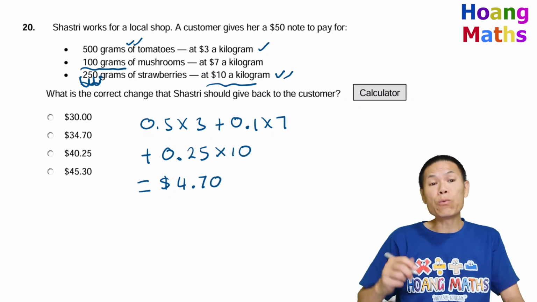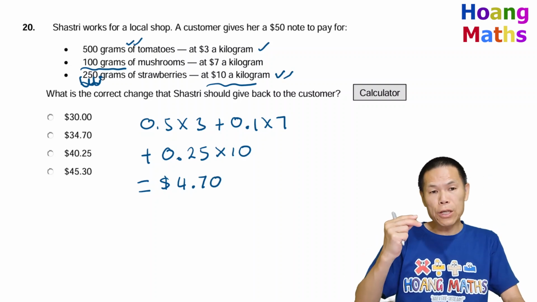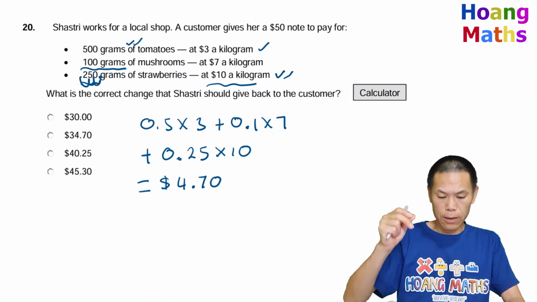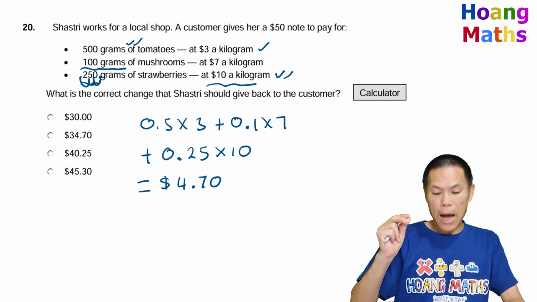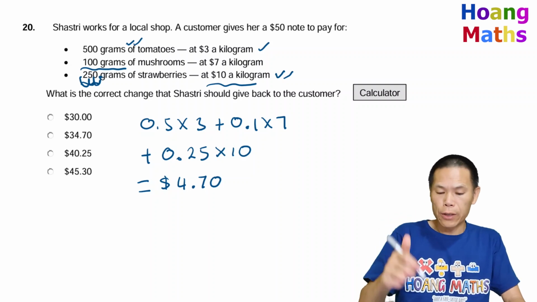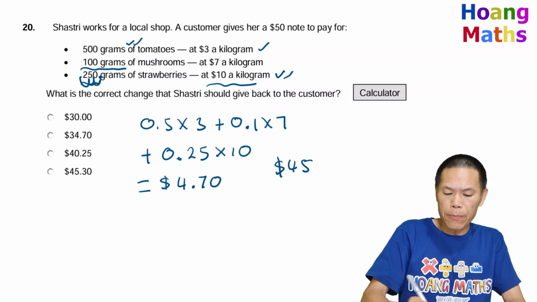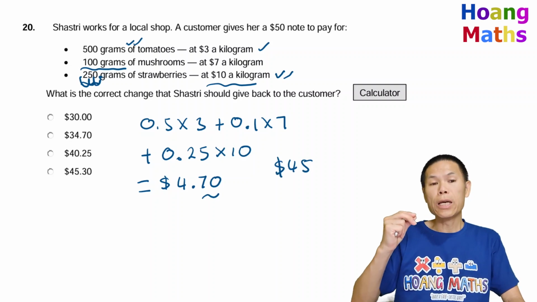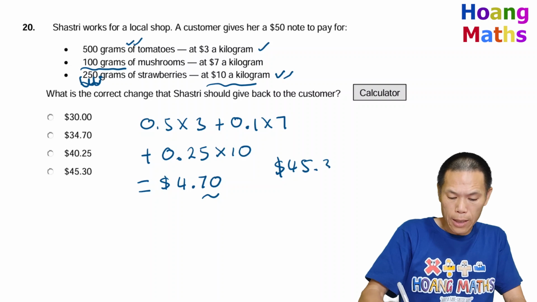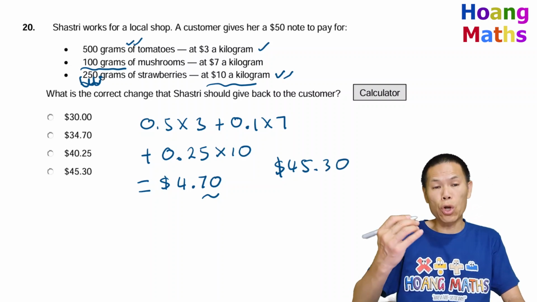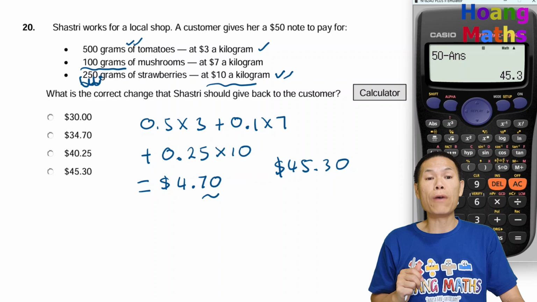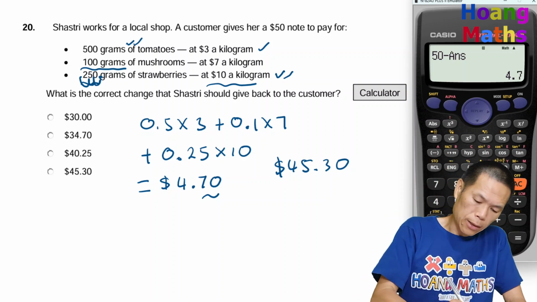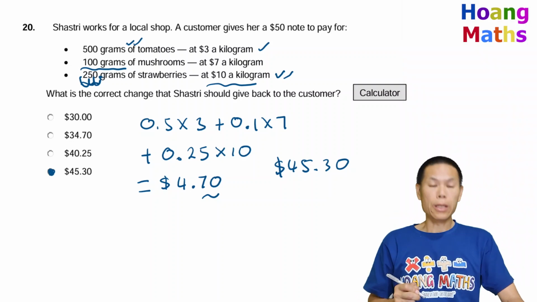$4.70. But then we need to give back the change from $50. So we just go 50 minus $4.70. So just go 50 minus 5. So that gives me 45. So $45. But then we only minus $4.70. So 30 cents extra. So $45.30. Of course, you can just put it on a calculator. So I can just simply go 50 minus the answer. It should give me the same. See, there you go. $45.30. So this is the answer. There you go.